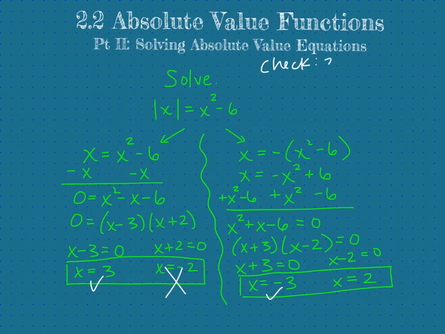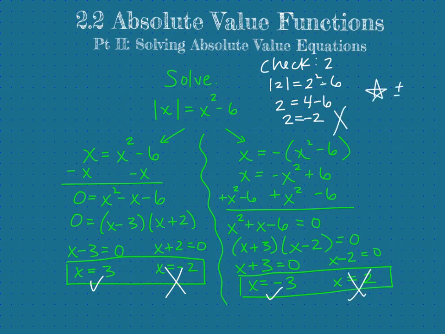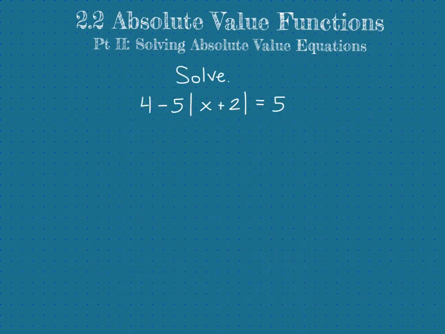When we check if x can be 2, we'll plug in 2 everywhere there's an x, and we'll see that this one won't work because we'll end up getting 2 equals 4 minus 6, and 2 does not equal negative 2. So our final answers are 3 and negative 3. I checked this one because it is a quadratic and it's just a little bit different.